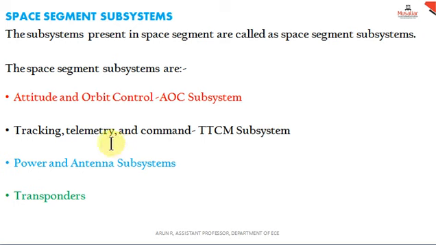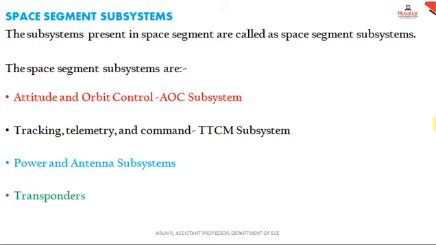And the next is power and antenna subsystem, and finally transponders. These are the basic subsystems included in the space segment. What are they? Attitude and orbit control subsystem, AOC subsystem, tracking, telemetry and command, that is TTCM, power and antenna subsystems, and finally transponders.